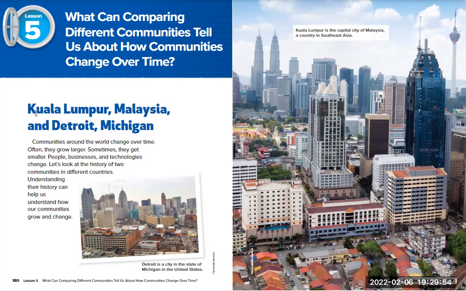Kuala Lumpur, Malaysia, and Detroit, Michigan. Communities around the world change over time. Often they grow larger. Sometimes they get smaller. People, businesses, and technologies change. Let's look at the history of 2 communities in different countries. Understanding their history can help us understand how our communities grow and change. So right here on the right, we had Kuala Lumpur, Malaysia, Southeast Asia, we talked about it. And here's a picture of Detroit, Michigan, right here in the United States. I believe they're 5 hours away by flight. But I need to check that. Let's go to the next page.